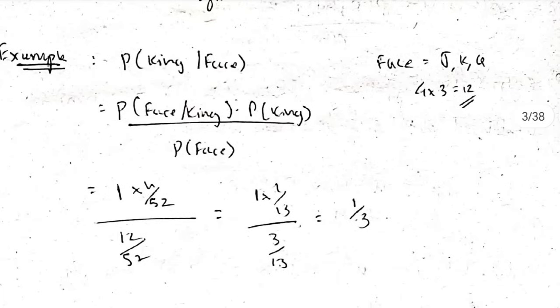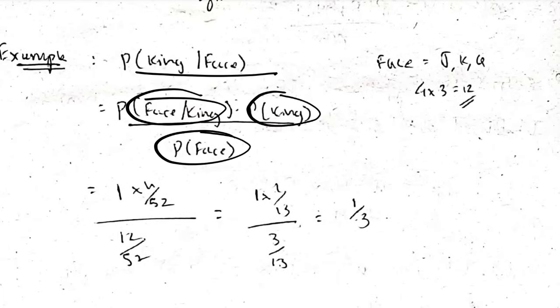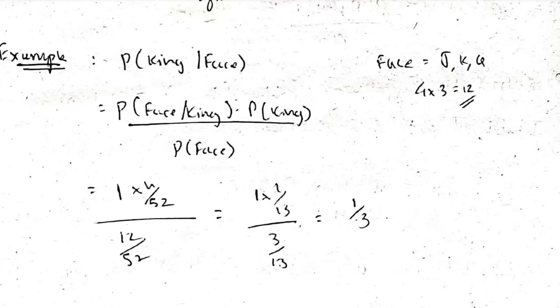According to the formula, I will be writing P of face given king into P of king divided by P of face. Now what is P of face given king? If I tell you that I got a king, what is the probability that I'll get a face card? This doesn't make any sense, because obviously a king is a face card. So this probability will be 100%, right?